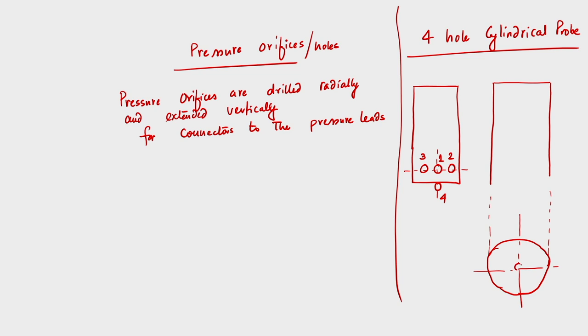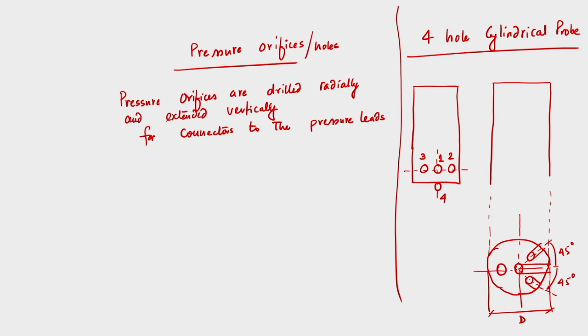So we have one central hole, and similarly, this extra hole is responsible for measuring the pitch characteristics. Now, these are placed at an angle of 45 degrees, and this angle is also 45 degrees. And this diameter of the cylinder is capital D.